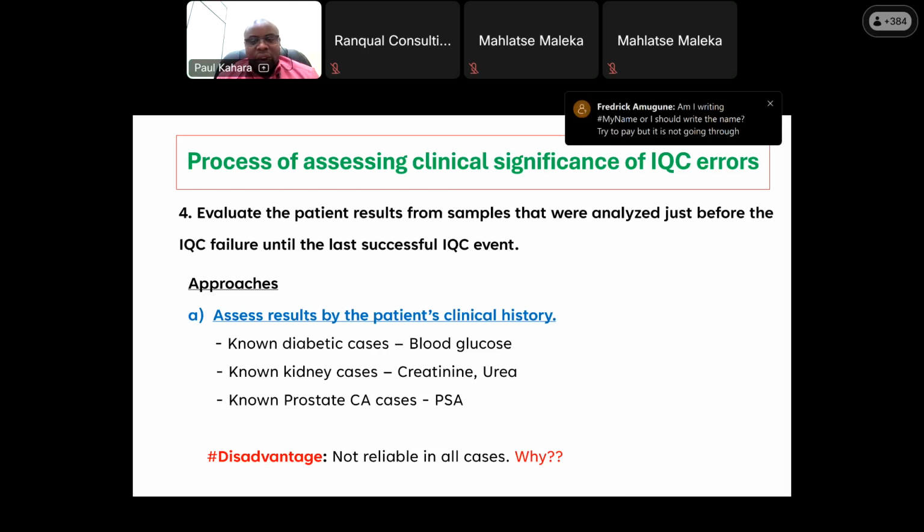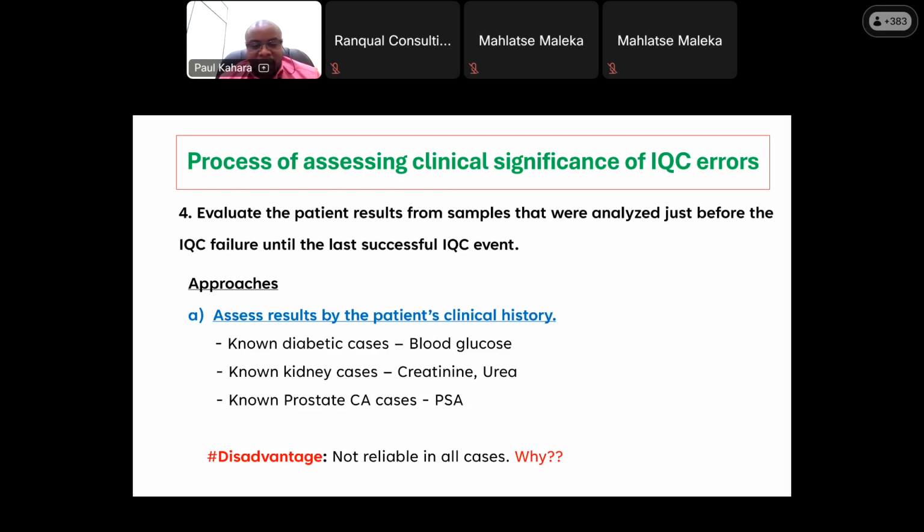So you can take a sample of a known diabetic case. You see, these frequent patients who come for monitoring, you know that their results are supposed to be high. So you can go ahead and check, because they came yesterday at noon, how did we report their results? You may know a kidney case, a kidney person who comes for routine checkup and monitoring. Because this patient always has high creatinine, you may want to know how we released their results yesterday. And that can help you know whether the problem that you're having today with the IQC began sometime in the course of yesterday.